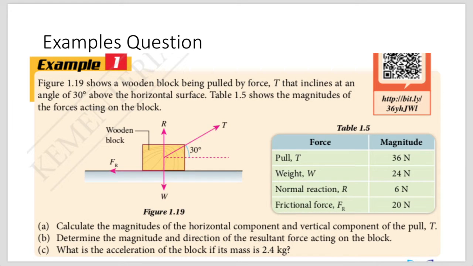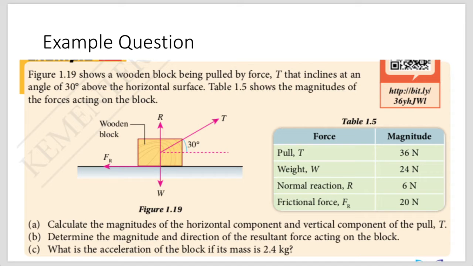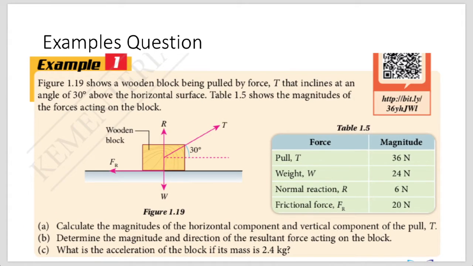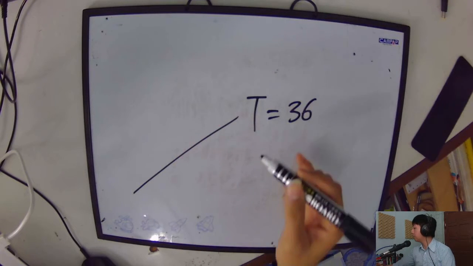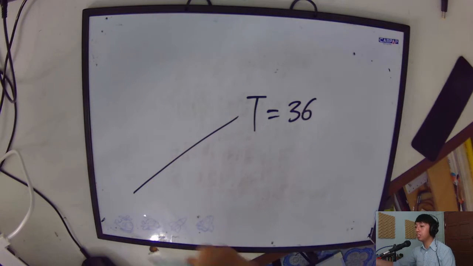Okay, that's a mistake. So let me go back here. So what can you do? So T. We'll just follow the steps that we did just now.